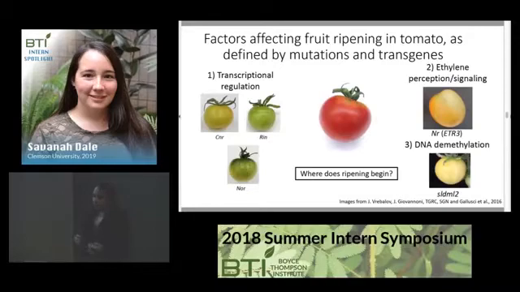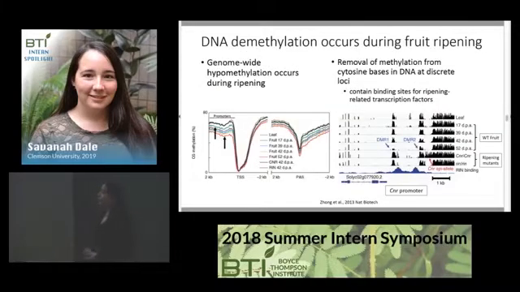So we know that genome-wide hypomethylation occurs during ripening. Here I have a chart from a previous study that shows the differences in methylation between the different stages of fruit development. You can see there's a very big difference between the methylation level of fruit at 17 days post-anthesis as compared to fruit at red ripe, which is here.